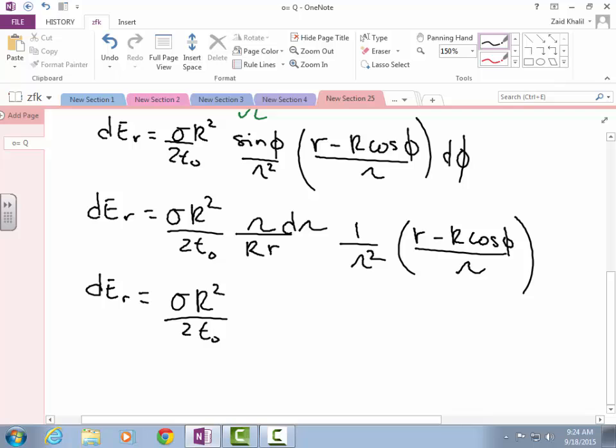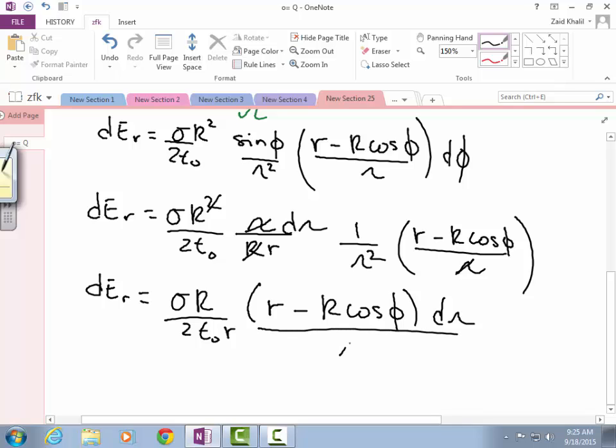So what do we have? I can cancel this with this, correct? So this becomes that, right? And then I could probably cancel this with this. And so then I have a little r here, minus r cosine phi dr all over r squared.